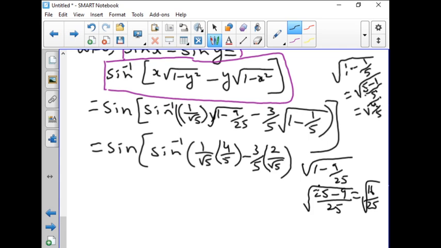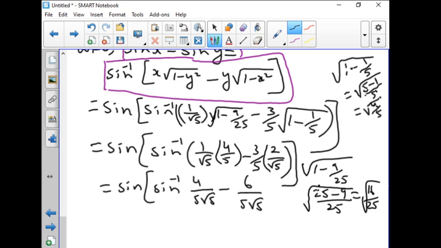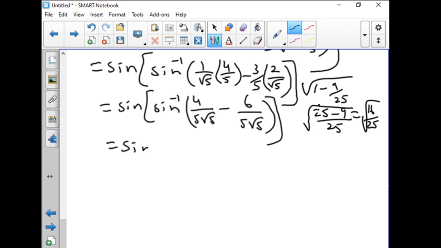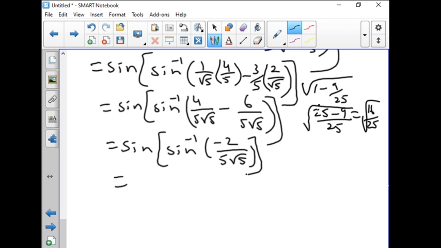So 4 by 5 is root 2 by 5 root 5. So it is equal to now sin inverse of 4 by 5 root 5 minus 6 by 5 root 5. So LCM is 5 root 5. Therefore sin inverse of 4 minus 6, which is minus 2, by 5 root 5. Therefore it is equal to sin inverse. So you get finally minus 2 by 5 root 5. So this is the answer.